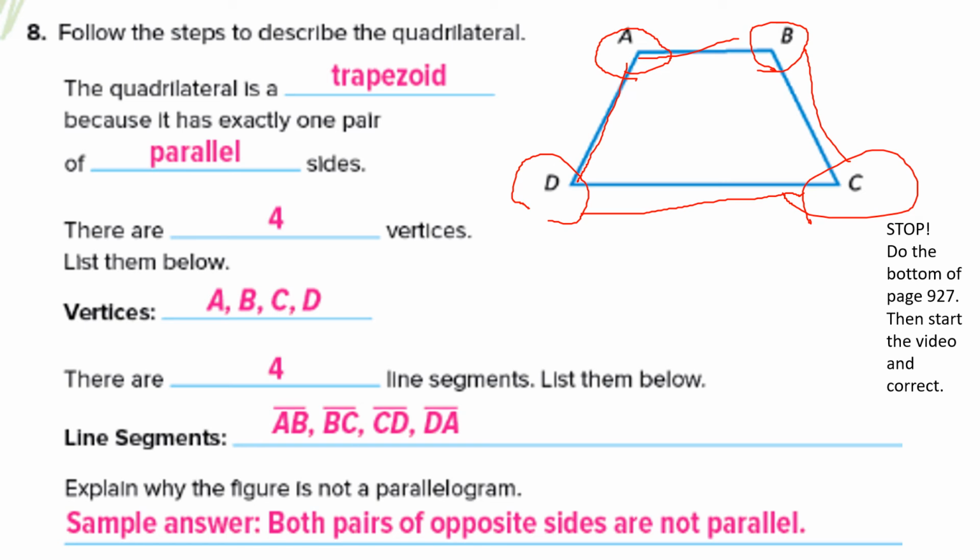Explain why the figure is not a parallelogram? Well, that's obvious, because a parallelogram needs 2 pairs of parallel sides, and this only has 1.